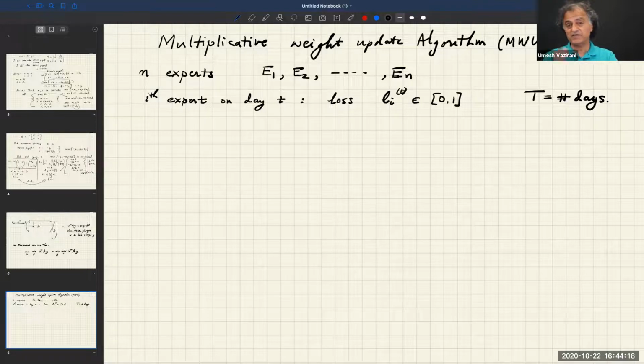So maybe you pick expert number J on one morning when you wake up, and at the end of the day you suffer whatever loss between 0 and 1, and then it's also revealed to you at the end of the day what every other expert would have suffered, what loss you would have suffered if you had followed every other expert, number 1, 2, up to n. And now, based on this information, you can decide what you want to do the following day. Which expert do you want to follow the advice of?